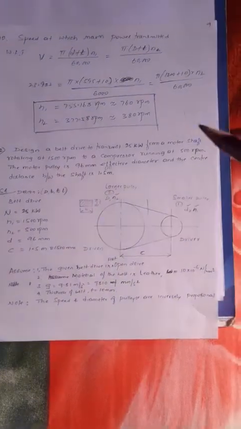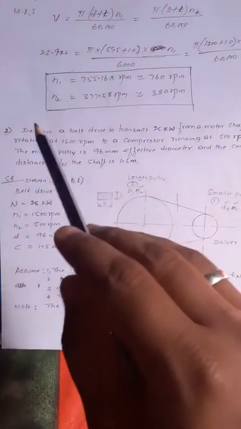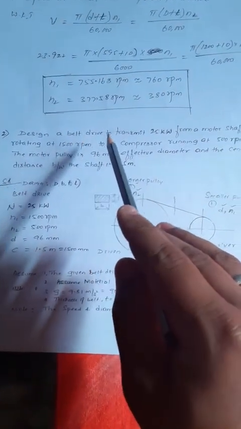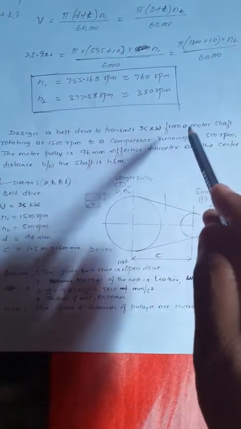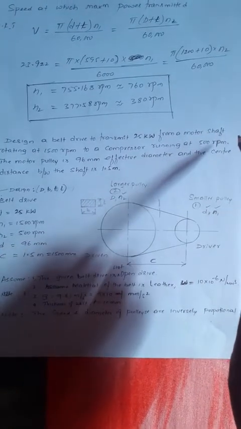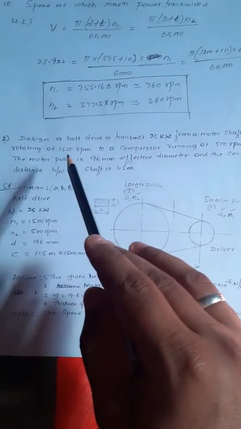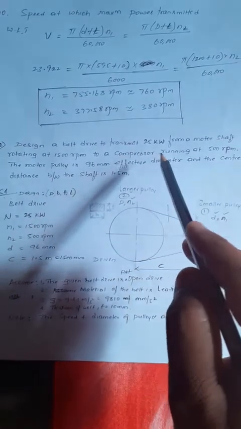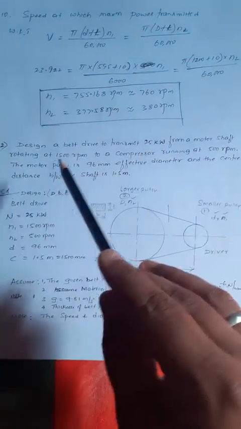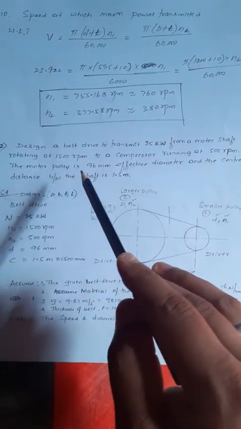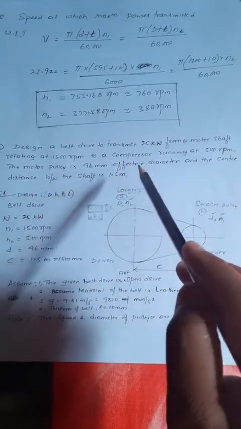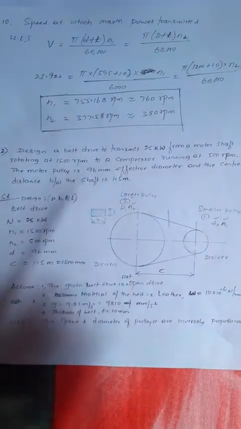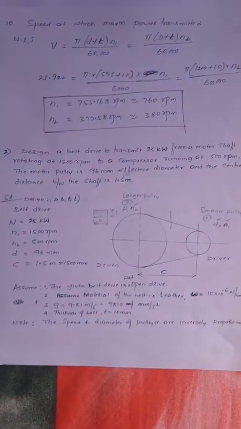Jai Shri Gurudev. Our next problem is: design a belt drive to transmit 25 kilowatt from a motor shaft rotating at 1500 rpm to a compressor running at 500 rpm. The motor pulley is 96 mm effective diameter and the center distance between the shafts is 1.5 meter.